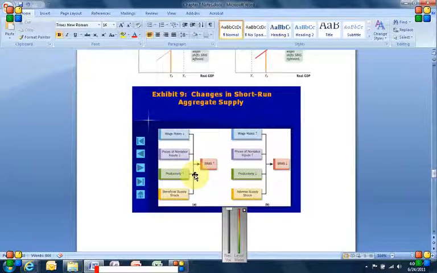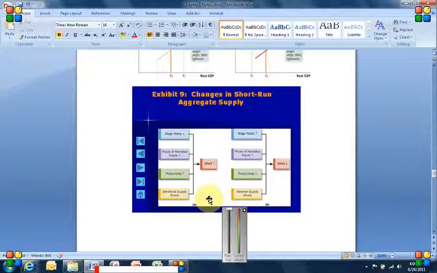Productivity. If productivity increases, so does the supply of all products and services across an economy. If productivity declines, then SRAS will shift to the left. Supply shock is the last factor. Supply shock can be a positive or negative.